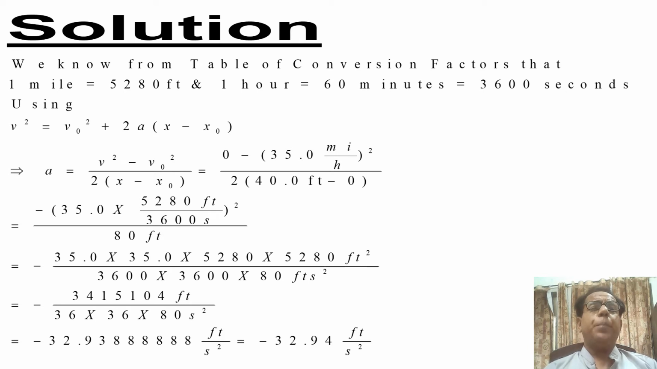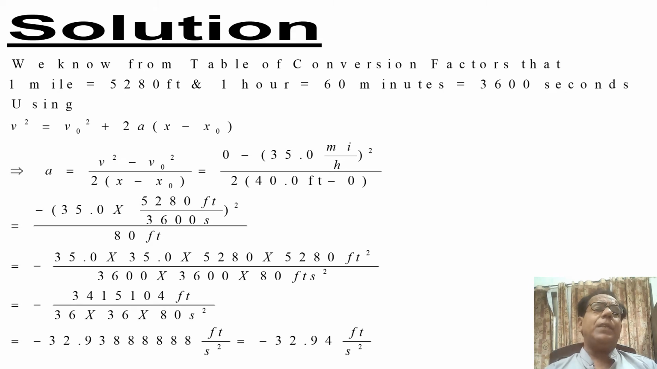So 2 times 40.0 feet minus 0 becomes equal to minus 35.0 times, in place of mile we convert it into feet, 5280 feet divided by 3600 seconds. Mile has been converted into feet and hour has been converted into seconds, divided by 80 feet. 2 multiplied by 40 becomes 80.